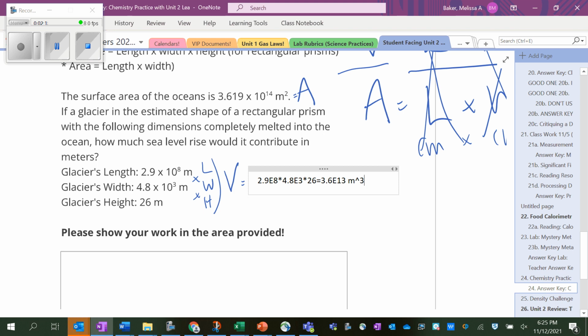Then I have to do volume divided by area. So I'm going to take my volume, 3.6 times 10 to the 13th, divided by my area, 3.619 times 10 to the 14th, and that comes out to be 0.0995, but these all have 2 significant digits, so my answer needs 2 significant digits. So the answer would be 0.10 meters.